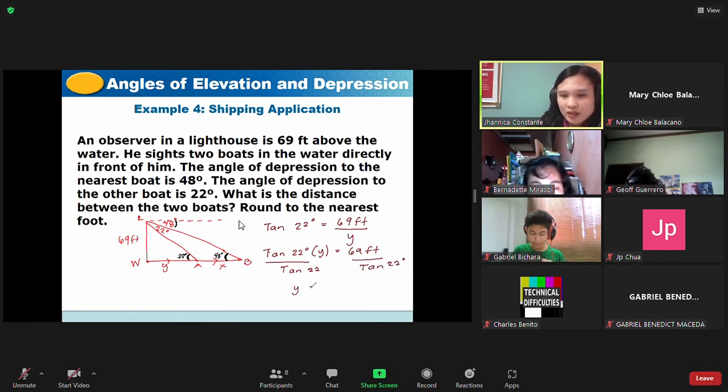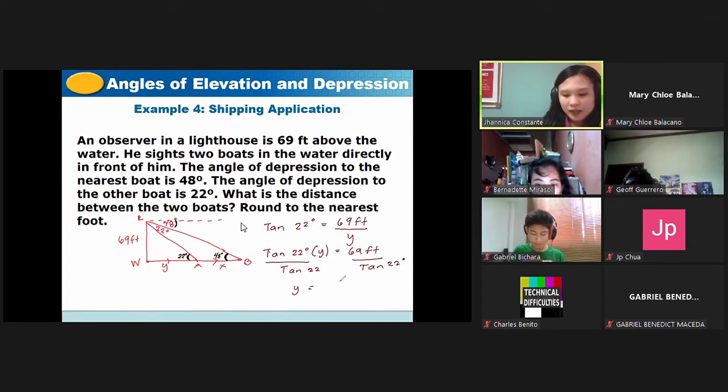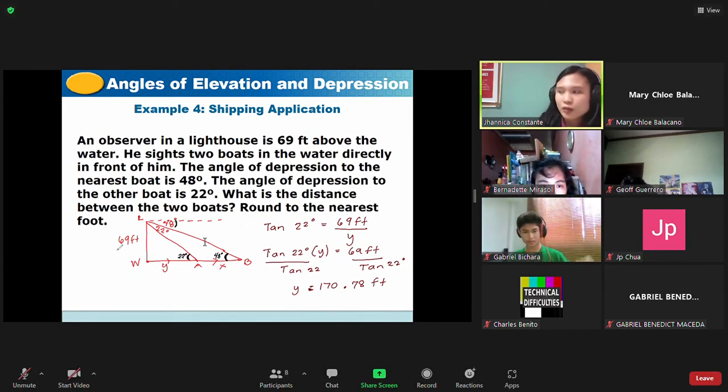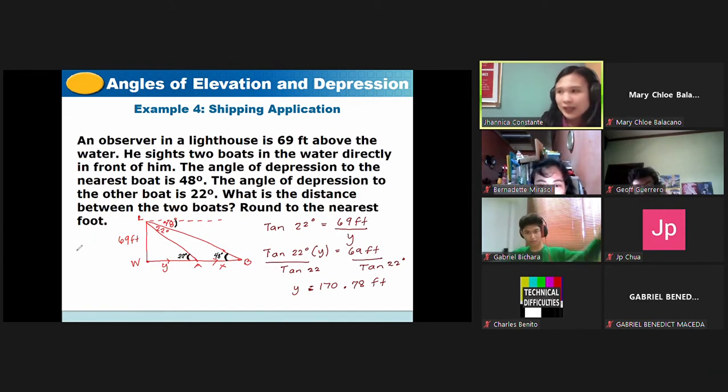So y is equal to 69 divided by tan 22 degrees, which is equal to 170.78. That's the first distance that we solved, between the first boat and the lighthouse. So we have 170.78. But that's not the final answer. We need to solve for the whole distance between the lighthouse and the boat.